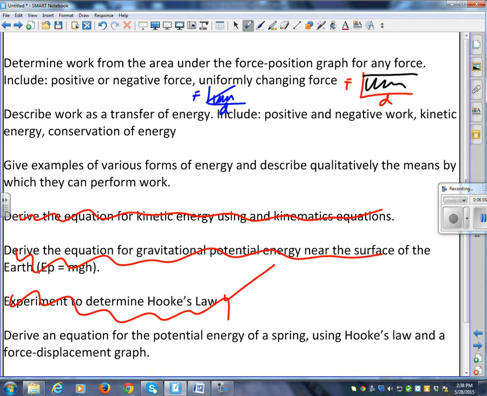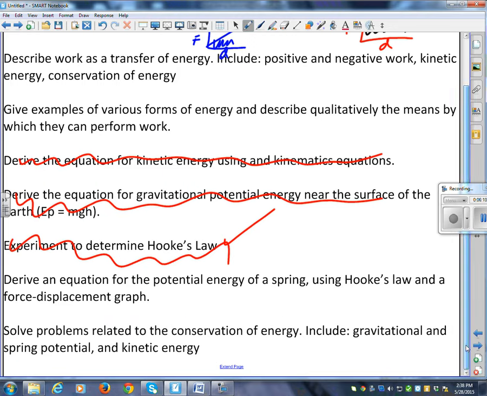Did we derive an equation for the potential energy of a spring using Hooke's law? What is Hooke's law, or the potential energy of a spring? U_s equals 1/2 kx squared. We did that. What does the x stand for? Distance.